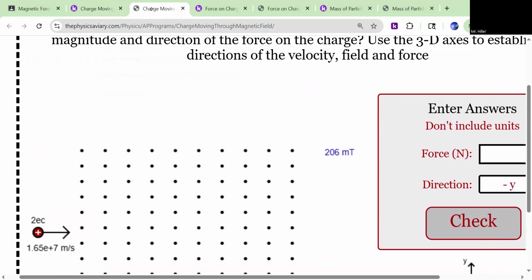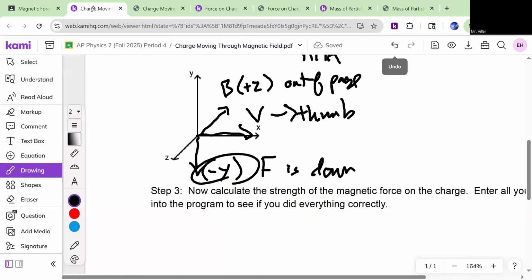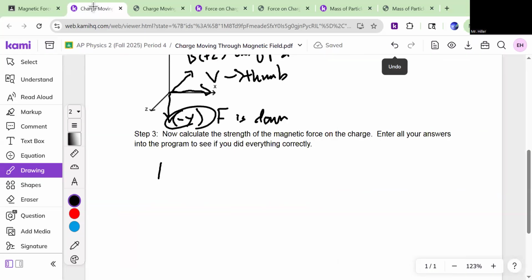Now I just got to calculate the force. Okay, and that's going to be easy. So the strength of force, I'm going to use the equation QVB sine theta. Now understand, when the velocity and the field are perpendicular to each other, which they are, then this is 90 and sine of 90 is 1. So it's just QVB.